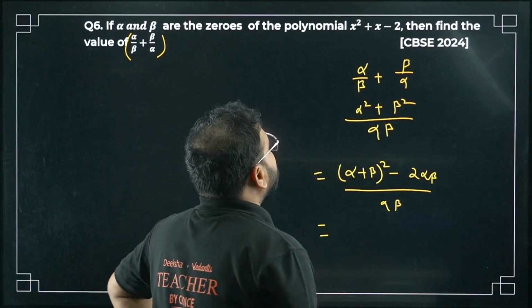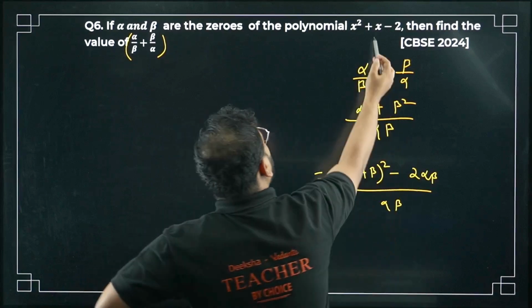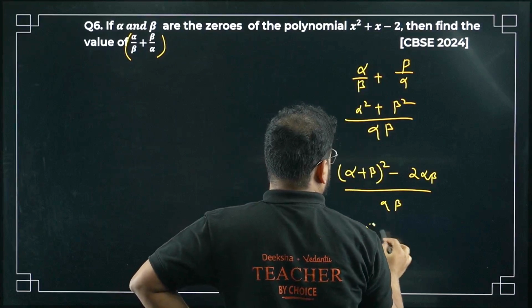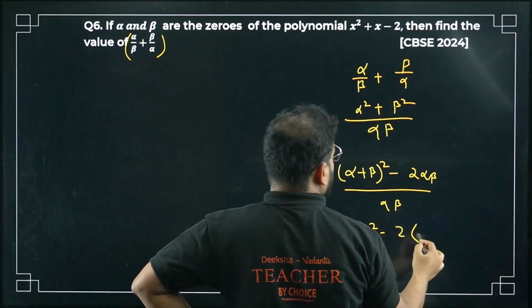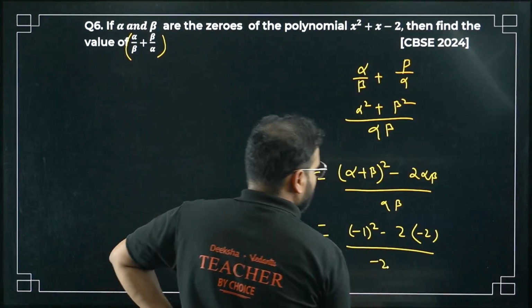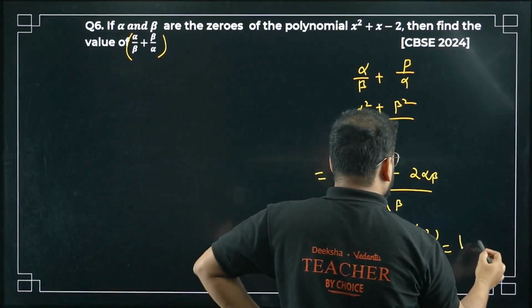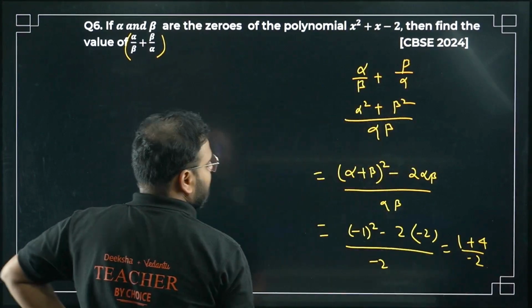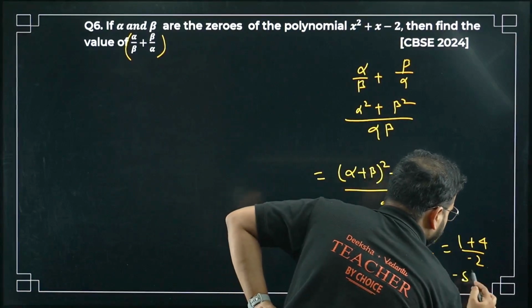What is going to be the sum? Minus 1, no? Over here, minus 1 ka square, right? Minus 2 times of what? Minus 2, right? Divided by minus 2. That leaves me with 1 plus 4 by minus 2, and that leaves me with this value as minus 5 by 2.